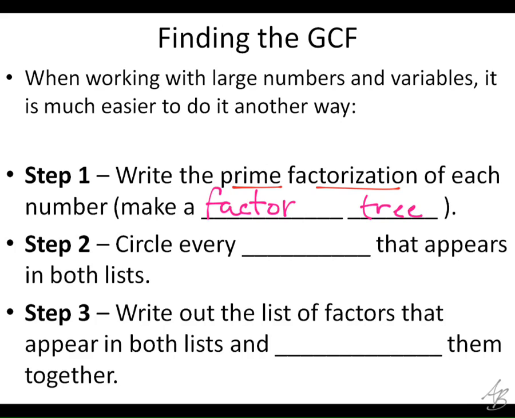Okay, so we write the prime factorization. Then we're going to circle every factor that appears in both lists. And we're going to go through these steps together with the next example so you can see exactly what this means. And then step 3, we're going to write out the list of factors that appear in both lists, so the things that we circled in step 2. And what do you think we're going to do with those factors? We're going to multiply them together. Yep.